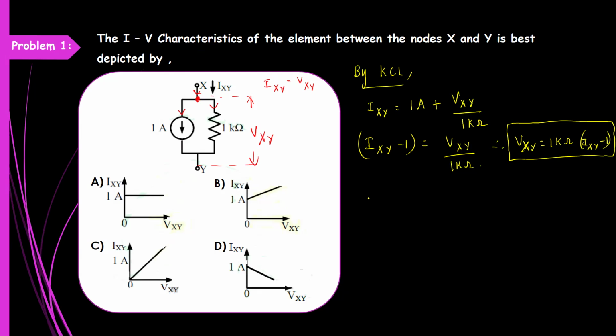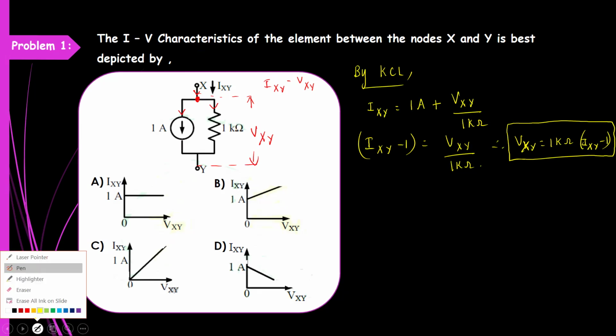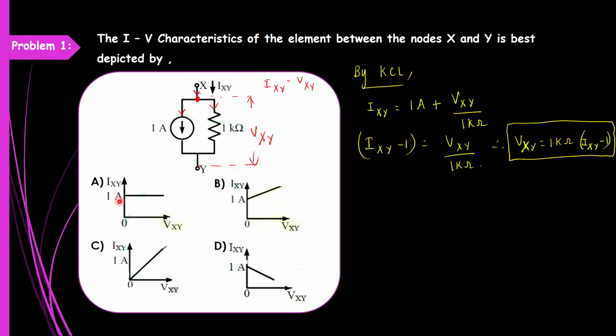So we need to find the characteristics. Now observe the options. In option A, we are having 1 amps at VXY equal to 0. So we need to find the variation of current with respect to the variation of voltage. So at VXY equal to 0, we are having 1 amps. And here also in option B also 1 amps. In option C, we are having 0 value. In option D also, we are having 1 amps. So first let me check whether it is 0 or 1 amps.